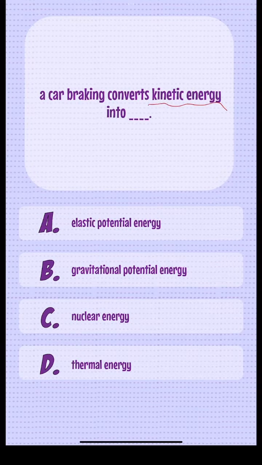Because it moves. When it brakes, that kinetic energy gets turned into what type of energy? Definitely not nuclear energy. People are voting for D. Elastic potential wouldn't really make sense. Gravitational potential is all to do with height. If we assume the car's flat, the gravitational potential energy is not going to change either. The answer is thermal energy.